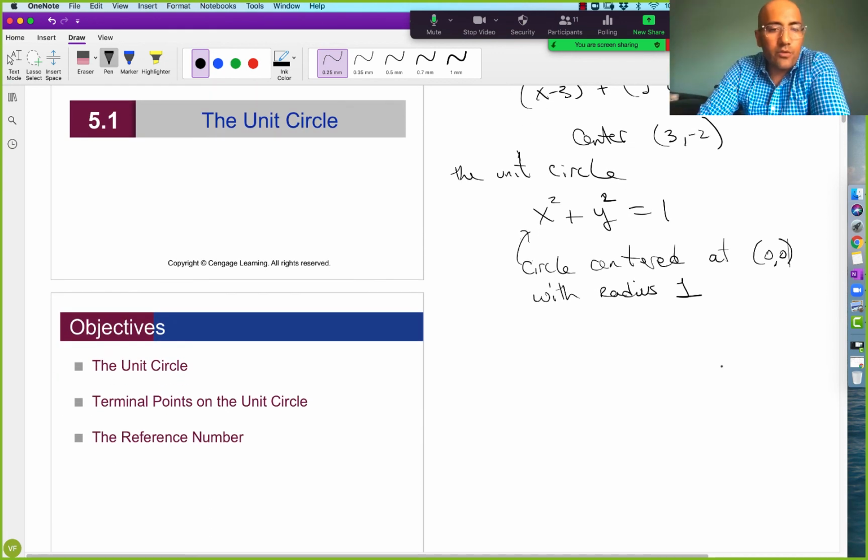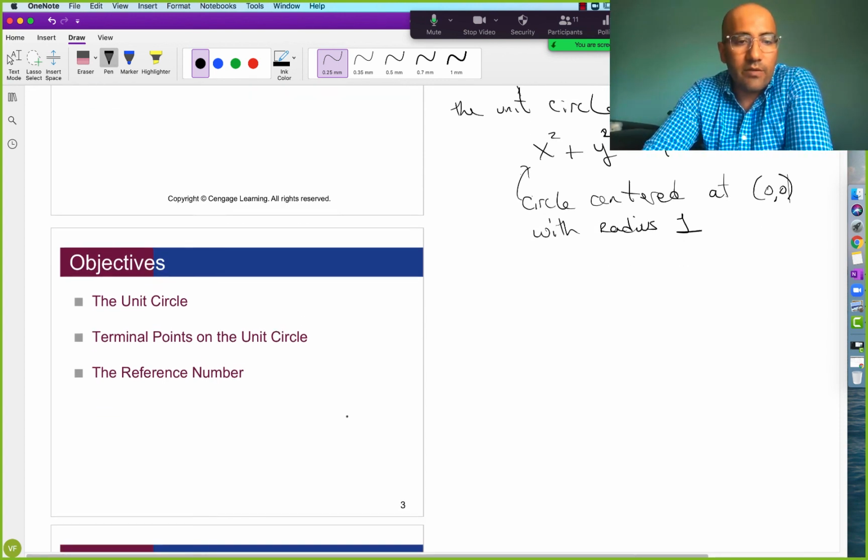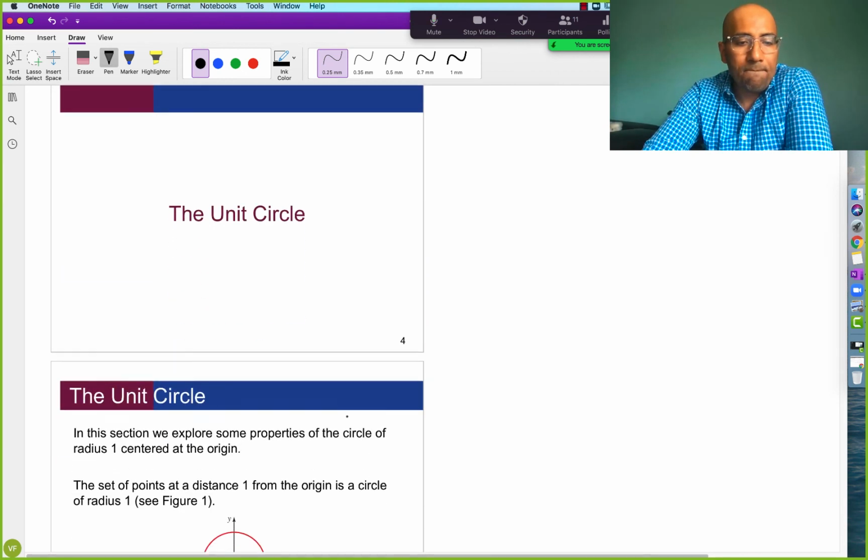Okay, we're going to be working with the unit circle, and then we're going to define some new language for this section: terminal points and reference points. Then we're going to use that information to introduce the topic of trigonometry from a different perspective.